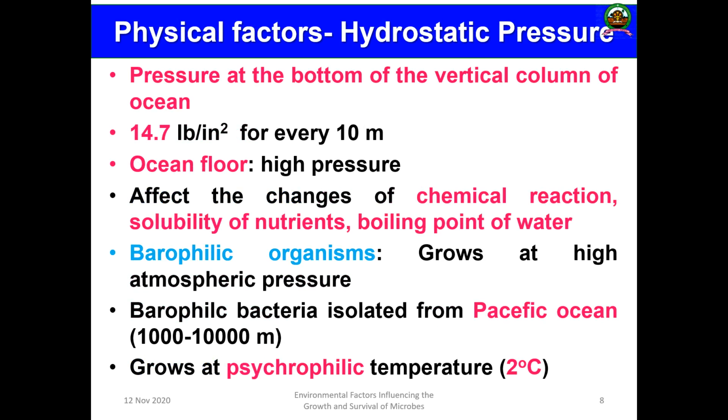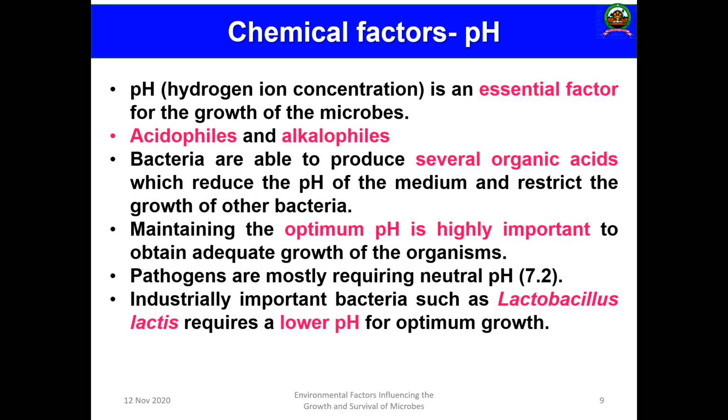The next one is the chemical factors, which are very important. The main chemical factor is pH. You know that pH is nothing but hydrogen ion concentration. The negative logarithm of the hydrogen ion concentration is known as pH. It is very important in organisms, and the pH of our body fluid is also very important. So it is an essential factor for the growth of microbes.